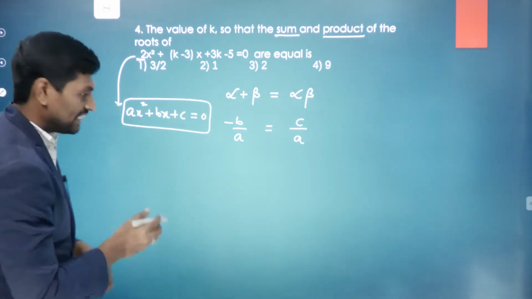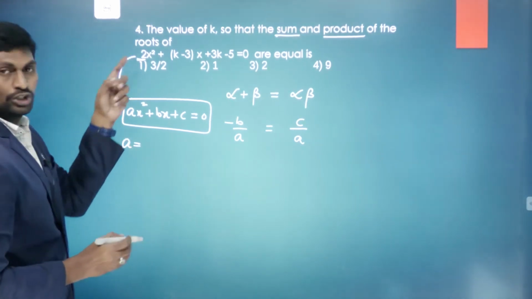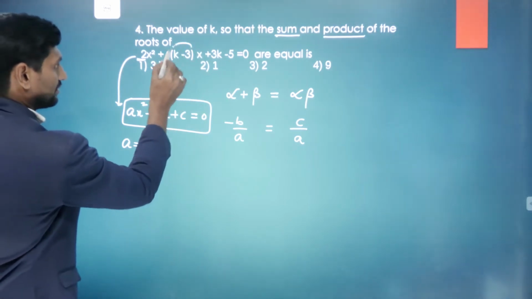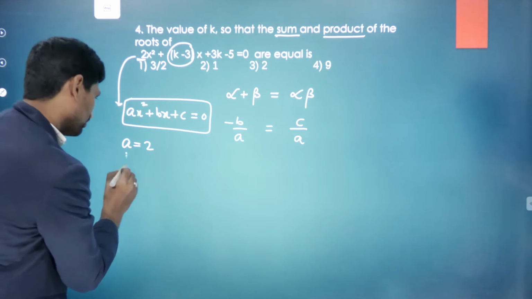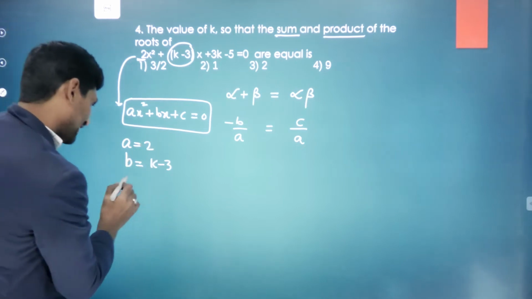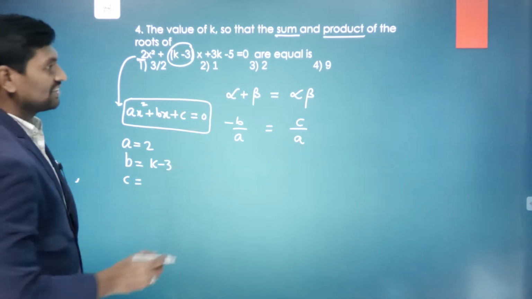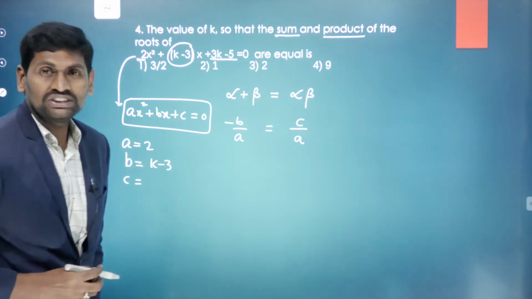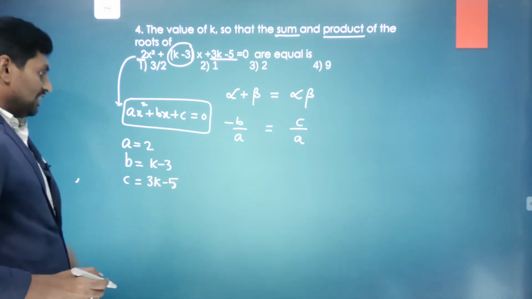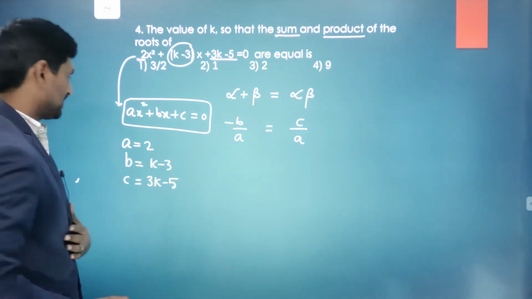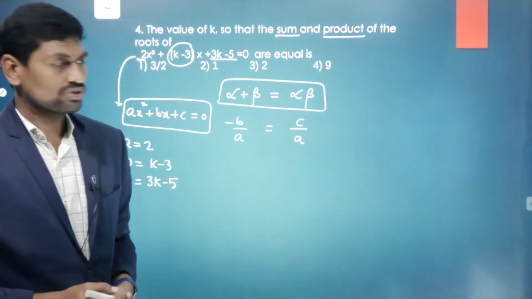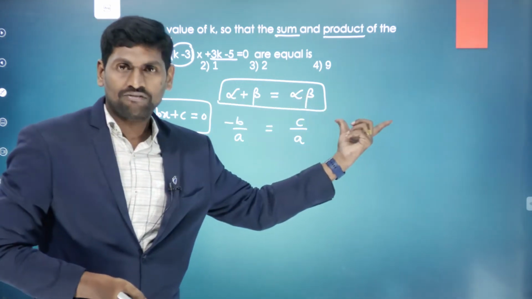The x square coefficient a equals 2. The x coefficient means this one, so according to the general form, b value is k minus 3. And c, the constant term. What is the constant term here? After the x term, the constant term is 3k minus 5. Now substitute these values in the given condition. What is the given condition? Sum of roots equals product of roots, so alpha plus beta equals alpha into beta.